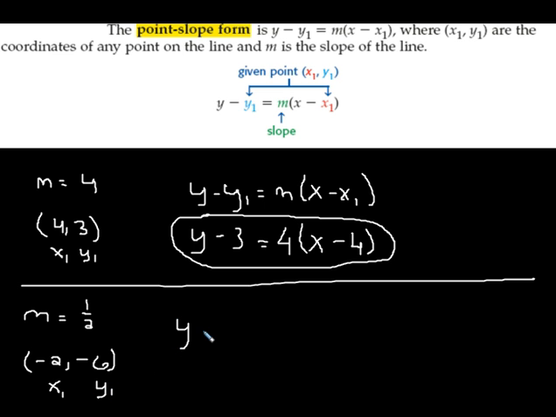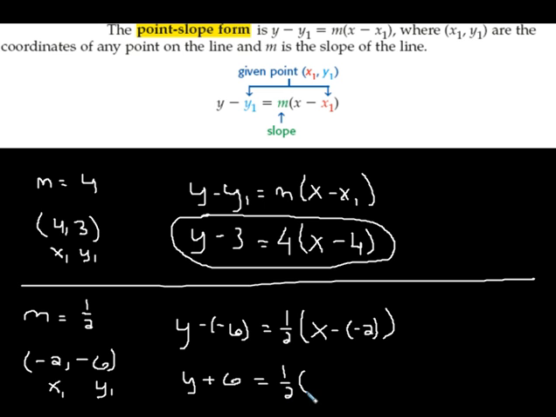Alright, plugging everything into the formula, y minus y1, which would be like a -6, equals m, the slope, times, in parentheses, x minus x1. Now if you notice, we have minus a negative. That's a little bit complicated. We can clean this up a little bit by understanding that minus a negative is the same as adding a positive. y plus 6 equals 1/2 (x plus 2). There we go.